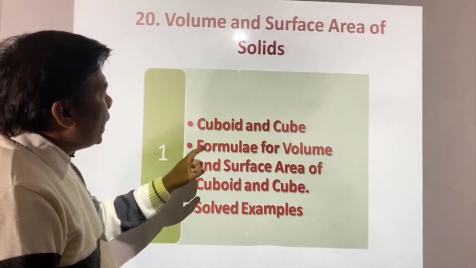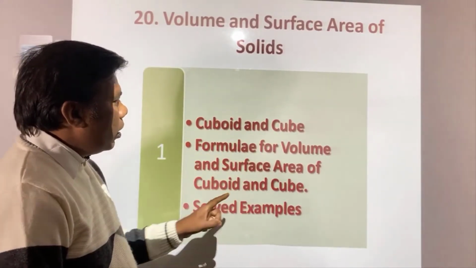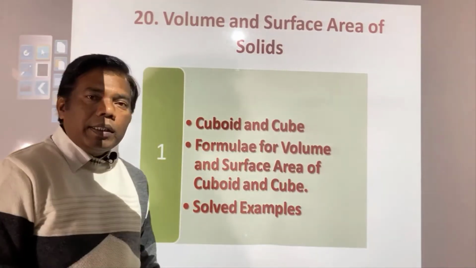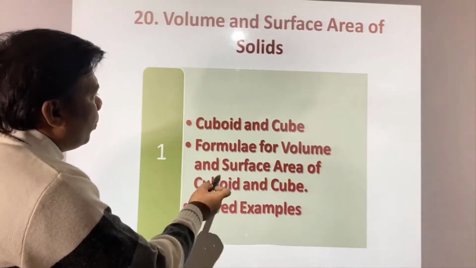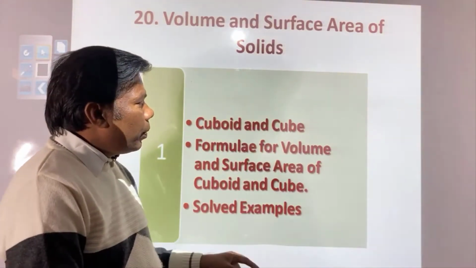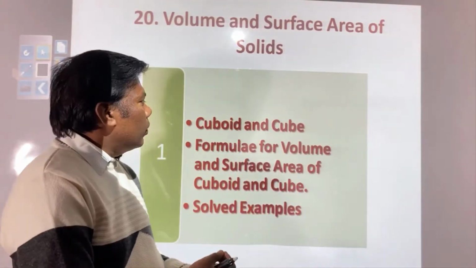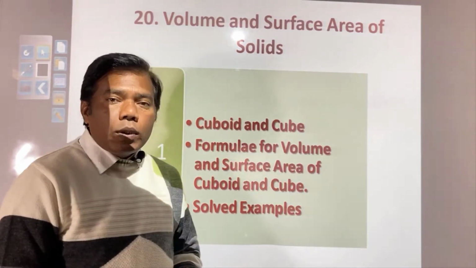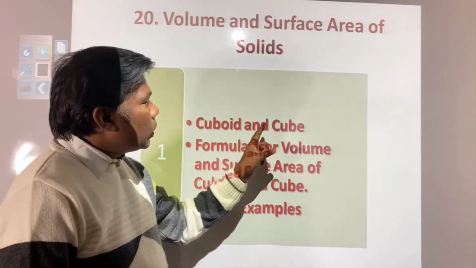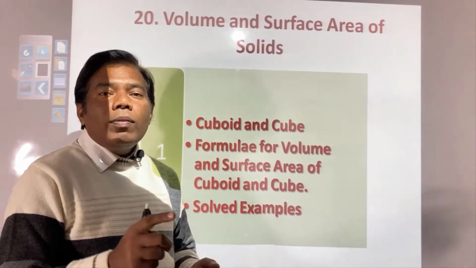So today in this class we are going to see a cuboid and cube, the formulas for volume and surface area of cuboid and cube, and some solved examples. For cuboid and cube we will see in a proper way what a cube is and what a cuboid is. In a very basic way, both are solid figures, which you have already learned in previous classes. Both are solid figures having 6 faces and 12 edges.